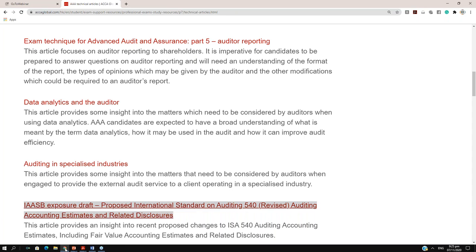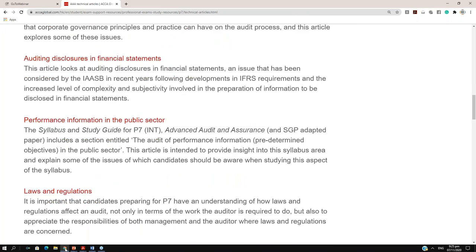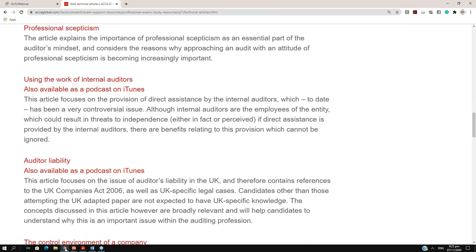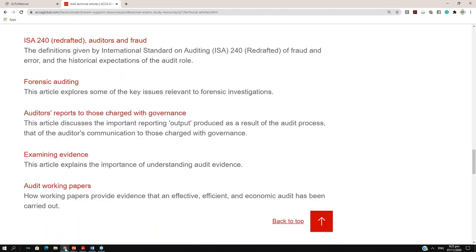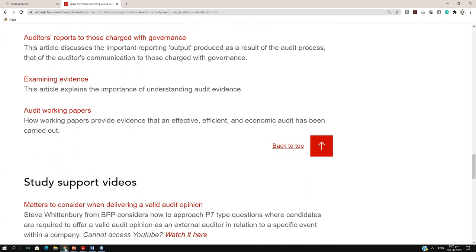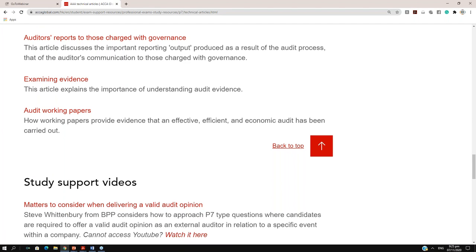You go down and look at this article. Towards the end of the articles, you will look at the article. Just 1 minute. Now look at the article. Look at the third last article on your screen. Auditor reports to those charged with governance. Can you see this article in front of your screen? Auditor reports to those charged with governance.